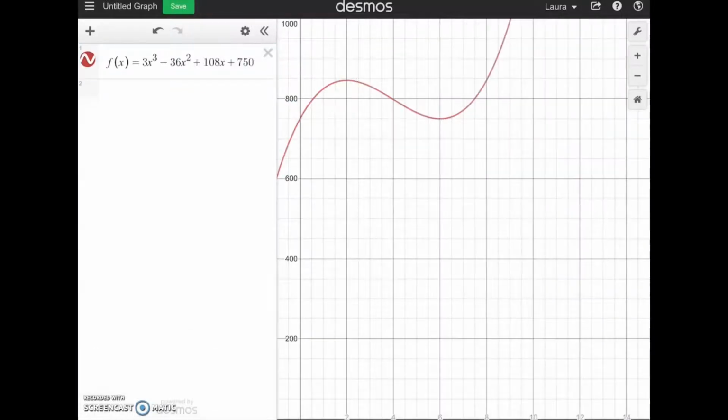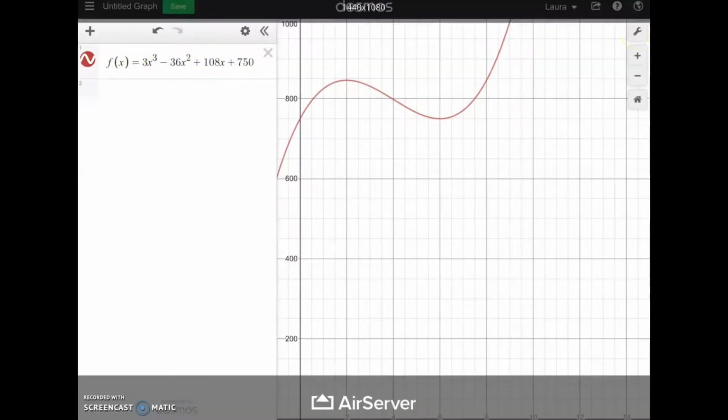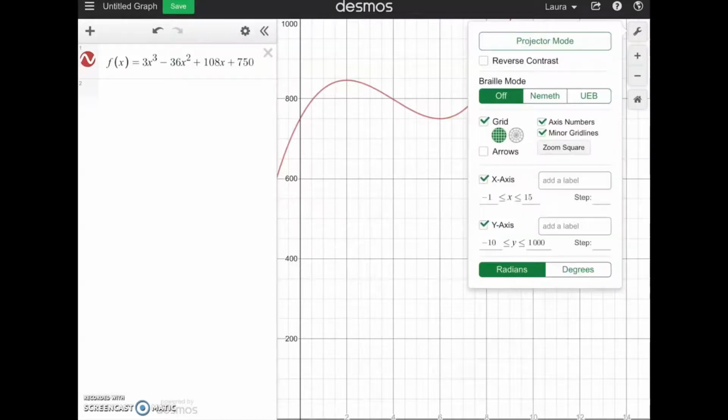Okay, that looks a little bit better. So this is a model for our duck population. And when that time is 0, I can see that my population is going to be about 750. We'll talk about all of this, but this is how I input the function into Desmos, and I did have to adjust the values of my x-axis and y-axis, and you'll often have to do that.